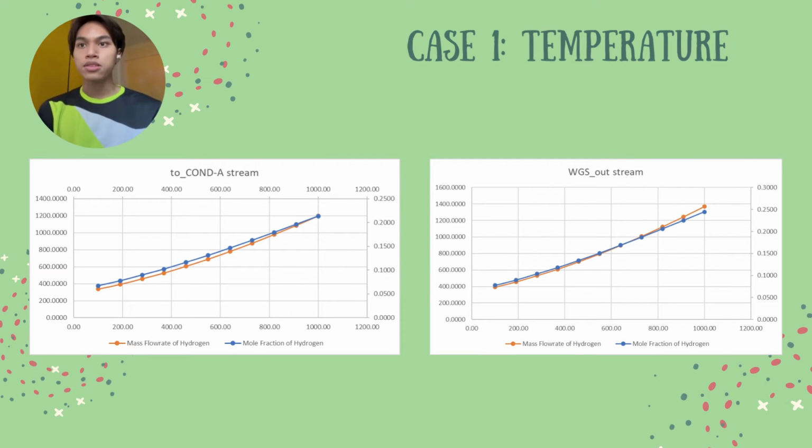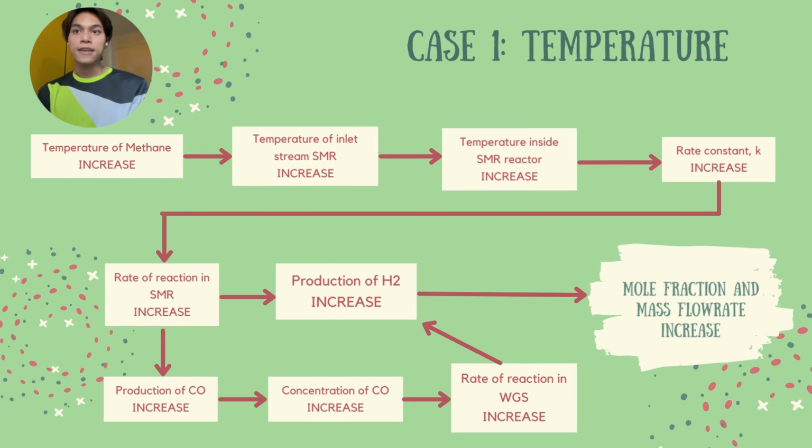According to the graph, production of hydrogen in both SMR and WGS reactor increases as the inlet temperature of methane feed increases. The increase in methane feed temperature caused the inlet stream of SMR to increase, which also increases the temperature inside of the reactor. According to the Arrhenius equation, rate constant is temperature dependent. Rate constant increases as the temperature of the system increases.